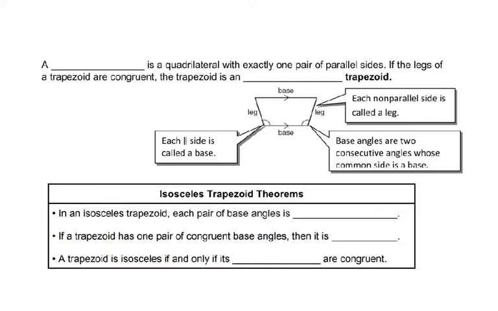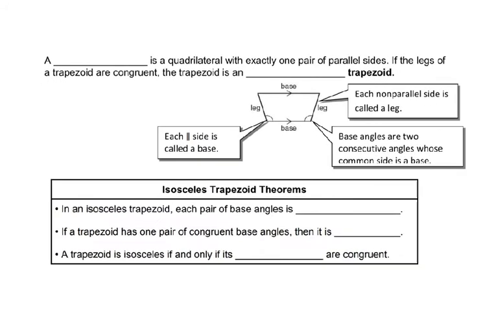Okay, so a trapezoid, and you may need to pause. If I go too fast, please pause. A trapezoid is a quadrilateral with exactly one pair of parallel sides. And you can see the parallel marks on the bases. If the legs are congruent, the trapezoid is an isosceles trapezoid.